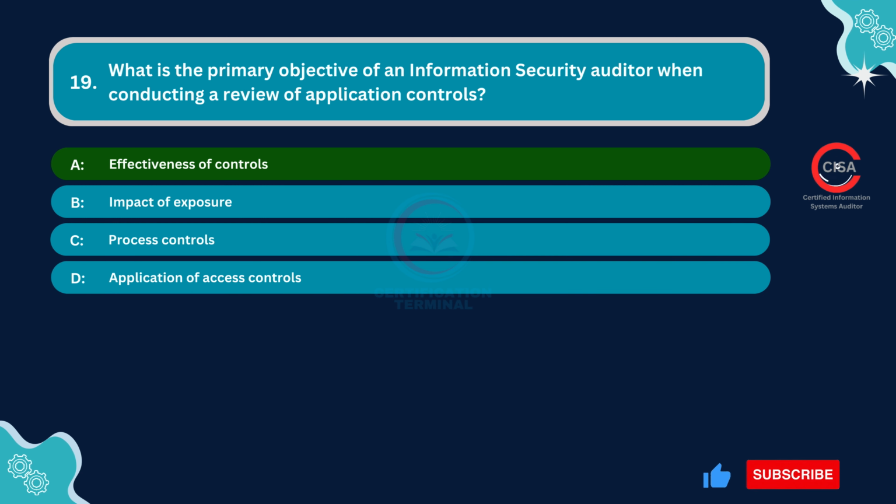By examining the effectiveness of controls, the information security auditor can determine whether the application is properly safeguarded against unauthorized access, data manipulation, or other security threats. Assessing control effectiveness allows the auditor to identify any weaknesses or deficiencies that may exist and make recommendations for improvements to enhance the overall security posture of the application.